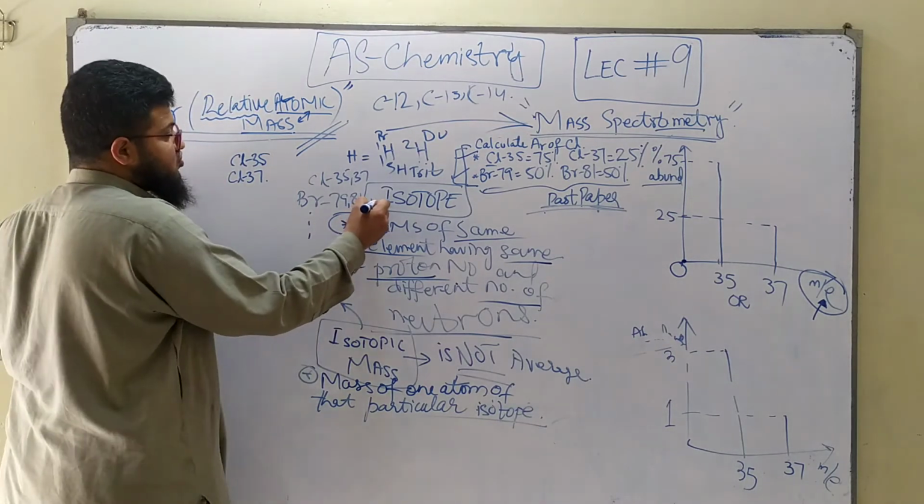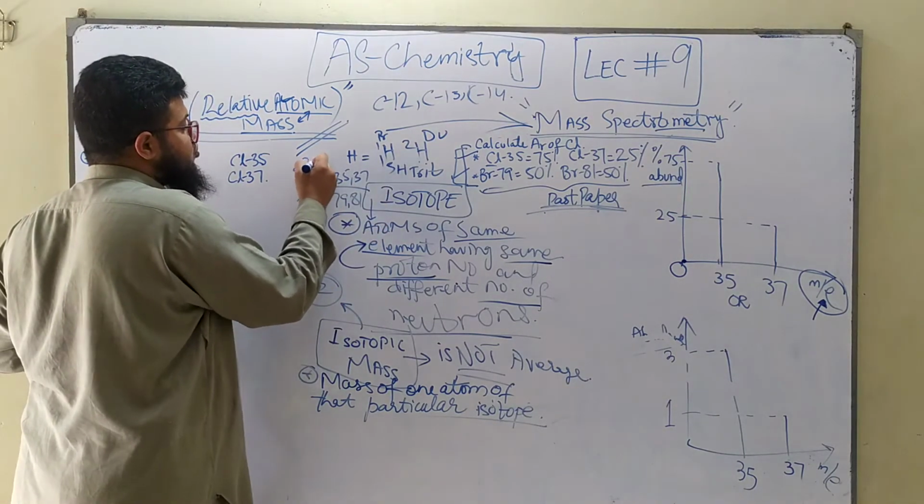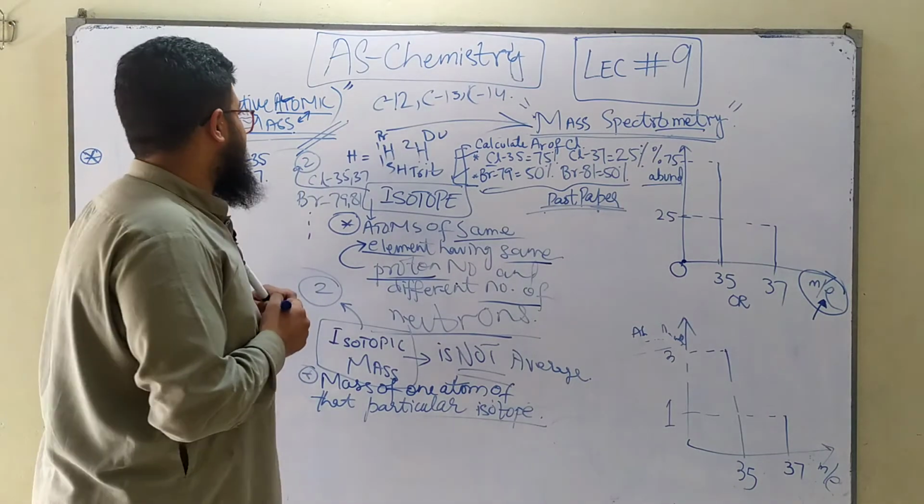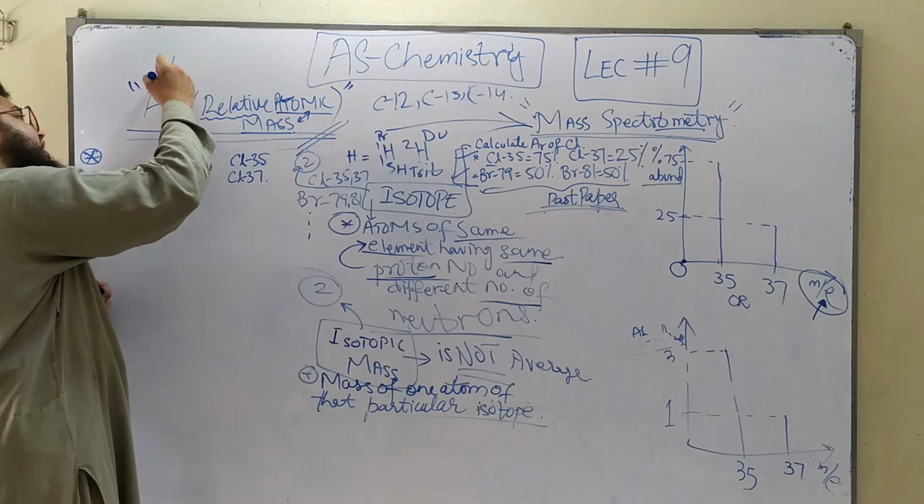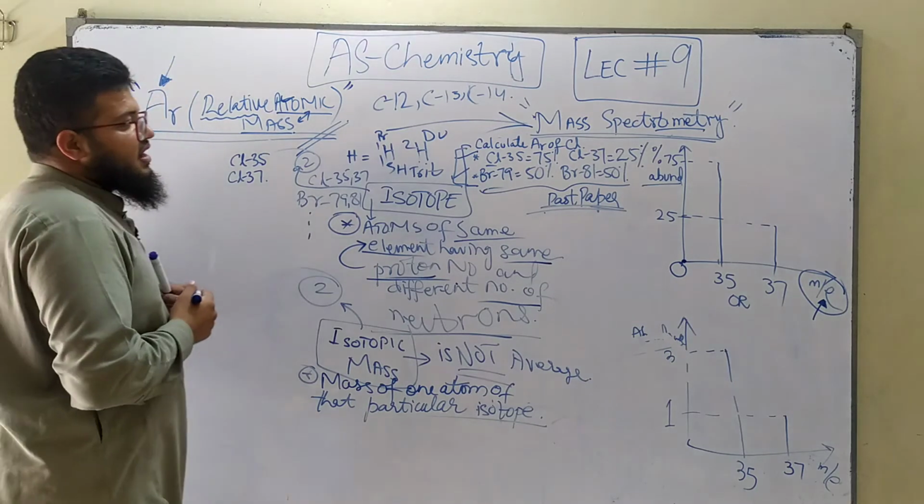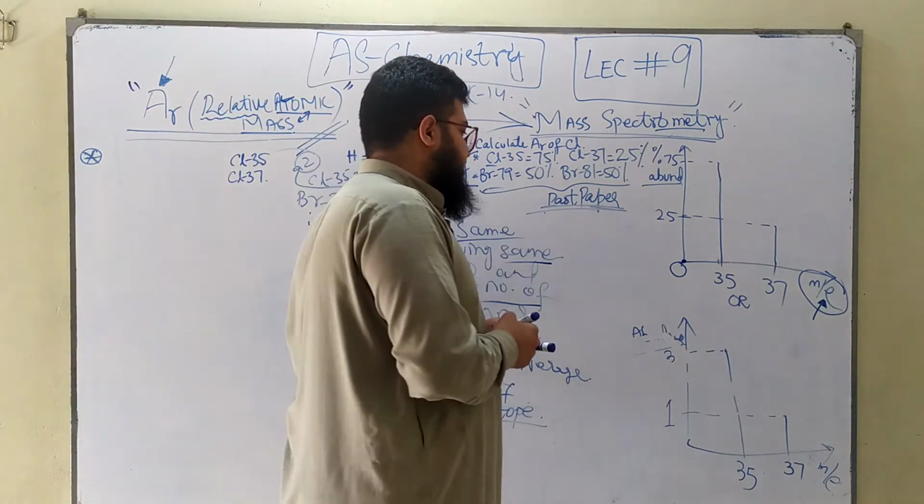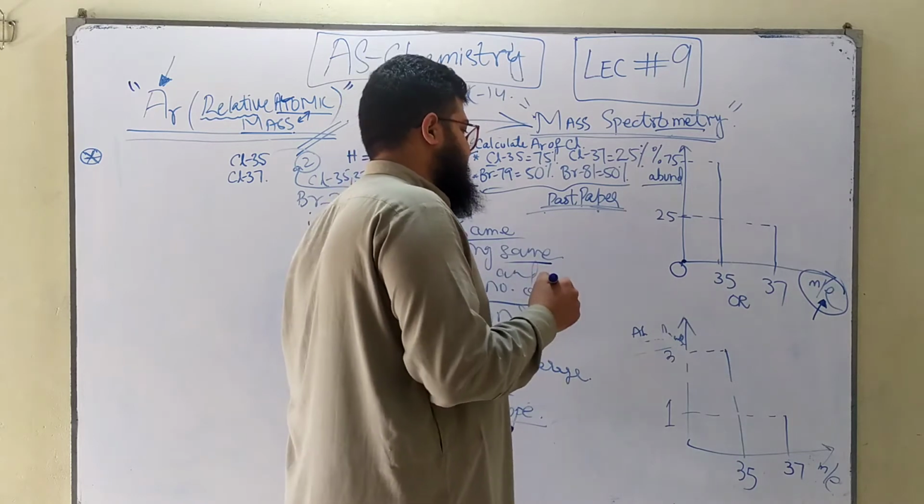The definition of isotope is important because it has been asked for 2 marks several times on your exam. And then the definition of relative atomic mass is also important, but I'm keeping it till the end. And then let's look at the methodology of calculating the relative atomic masses.